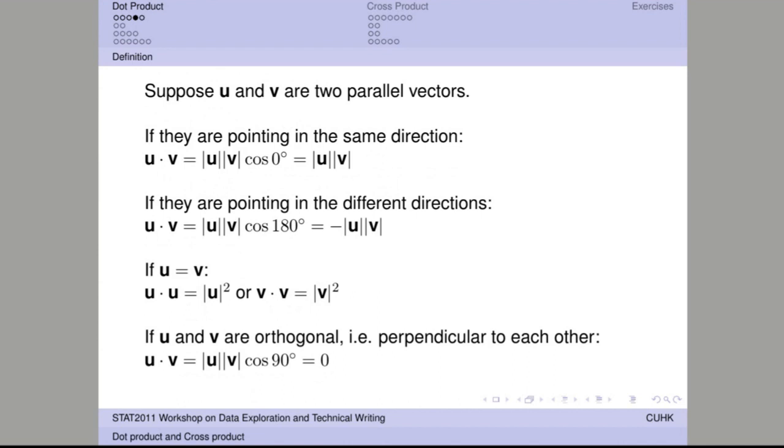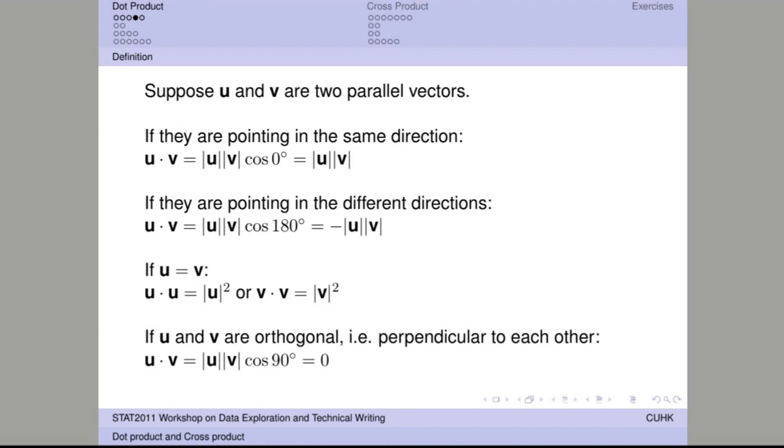For some special cases, for instance, the vectors u and v are parallel. If they are pointing in the same direction, u dot v is simply the product of the magnitudes. If they are in opposite directions, u dot v becomes the negative of the product of magnitudes. In particular, if vectors u and v are the same, then we have u dot u equals the square of its magnitude. Similarly, v dot v equals the square of its magnitude too.